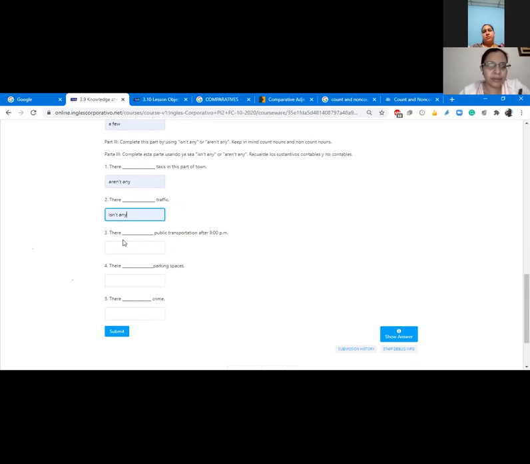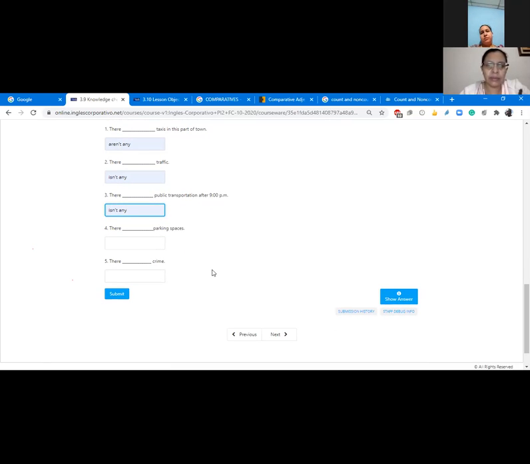No problem. Look at number three. There isn't or there aren't. Isn't any. The public transportation, right? Public transportation is the buses, right? And then in general, this one is in general. Public transportation sometimes is like money. Money, the word money, you cannot count. It's not plural. It's not countable. But the bills, yes, or the coins. The bills are money, but you say I have two $5 bills.